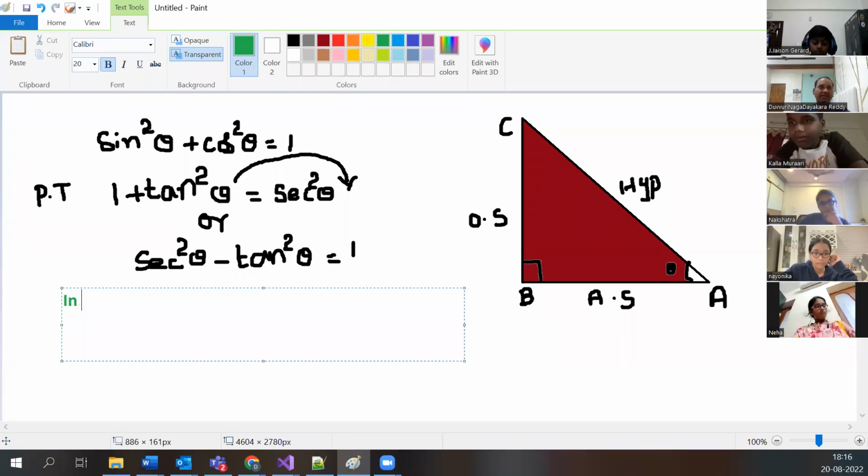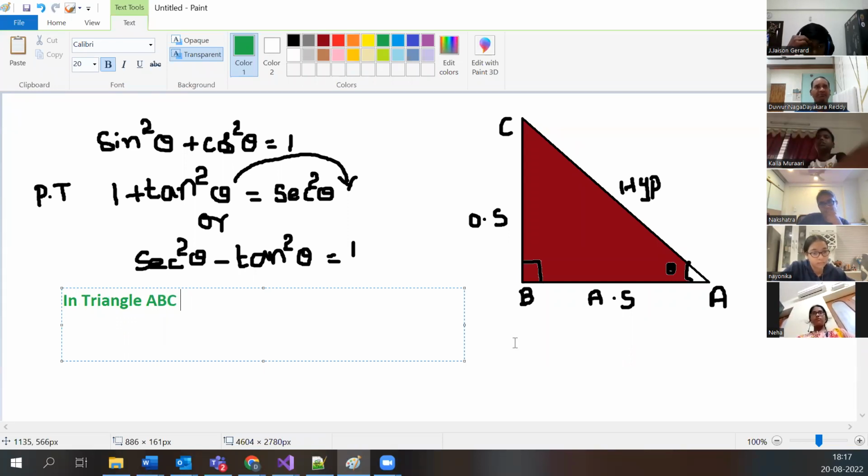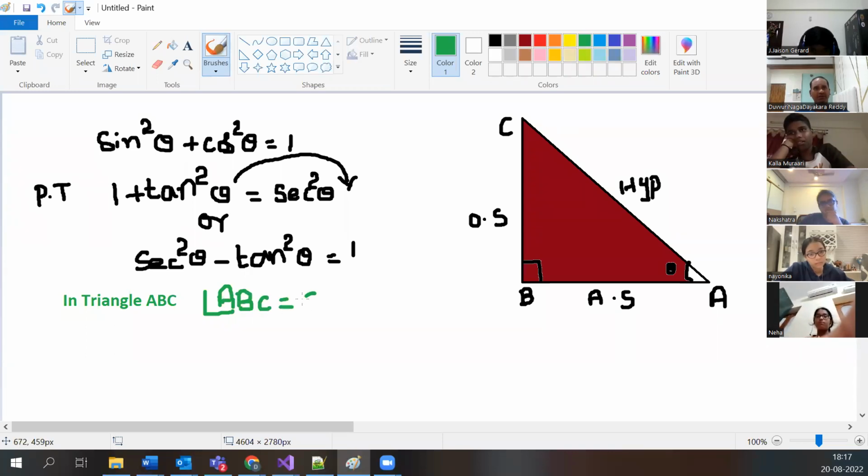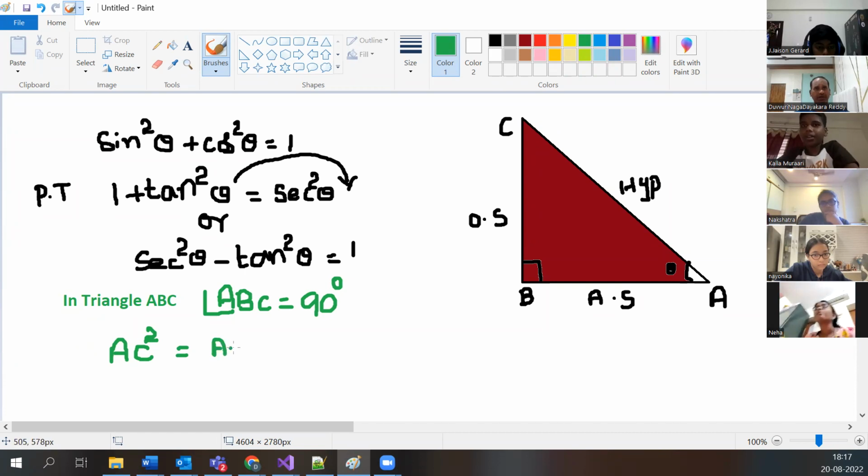In triangle ABC, angle ABC equals 90 degrees, right? That means it is a right angle triangle. So if it is a right angle triangle, what can we apply according to the Pythagoras principle? Hypotenuse square. AC is the hypotenuse here. AC square equals AB square plus BC square. This is the first step.